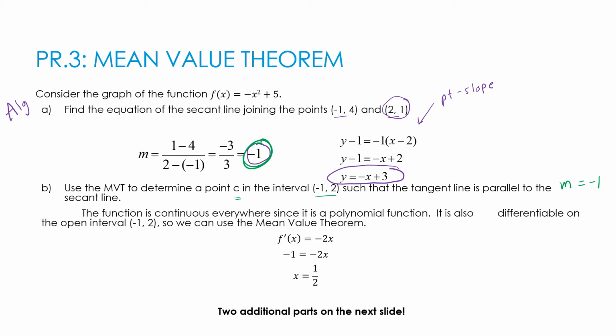So how do I do that? Well, first I have to say that I can use the mean value theorem because the function is continuous and differentiable because it's a polynomial. Then let's find f prime of x. So we're differentiating our original function to get negative 2x. Just like in our last example, I'm going to take my differentiated function and set it equal to the slope of the secant line. So notice I've just said negative 1 is equal to negative 2x and solved. So x is equal to 1/2.